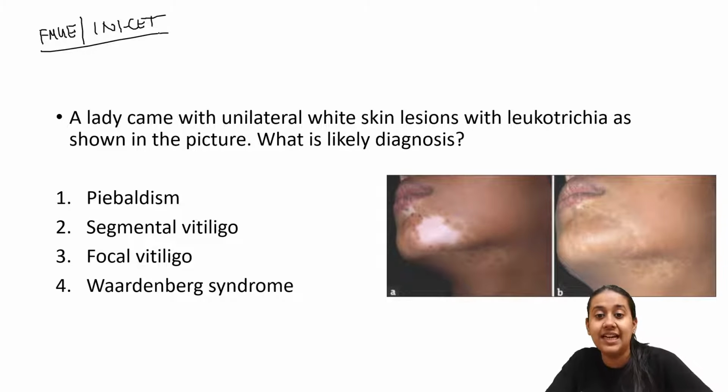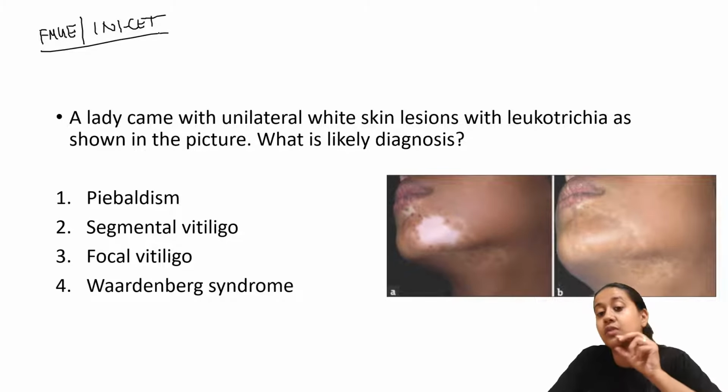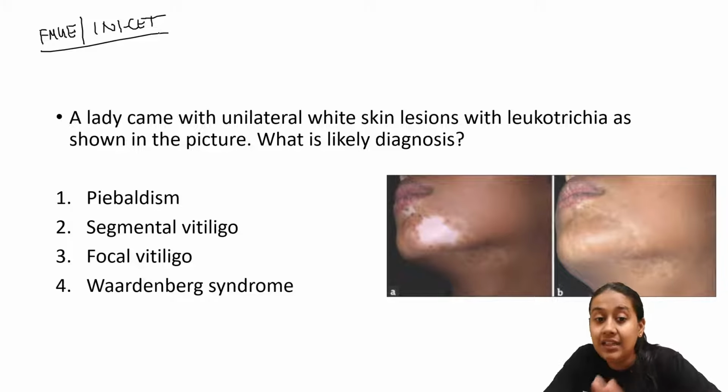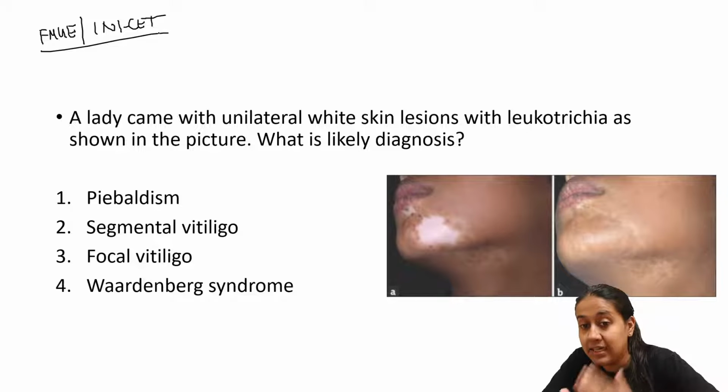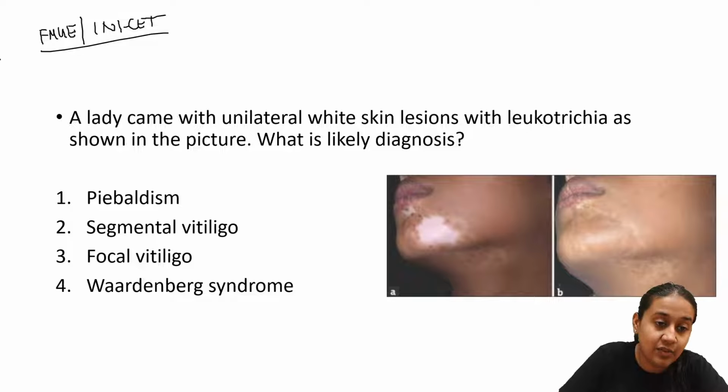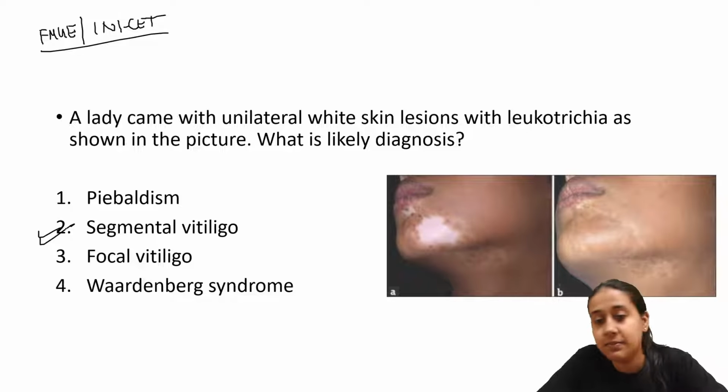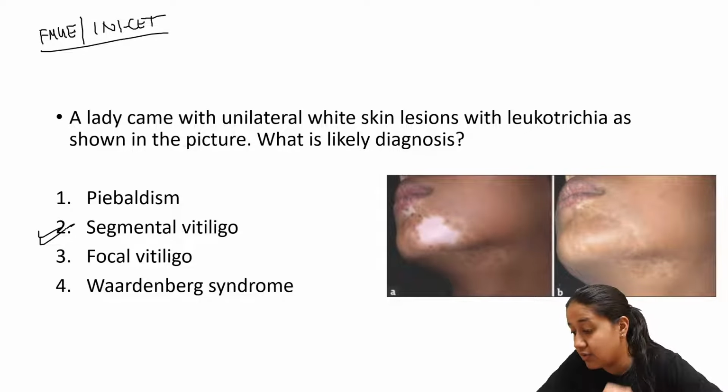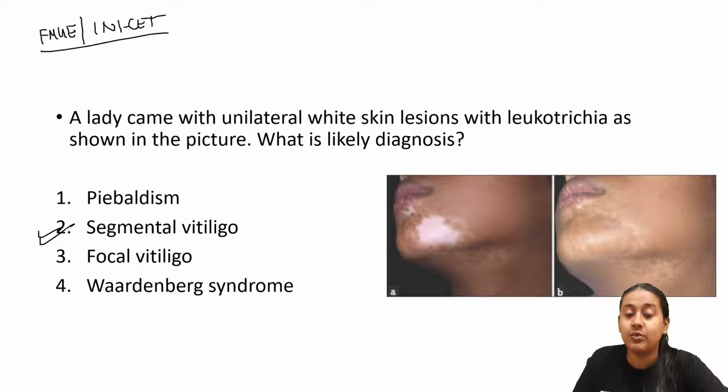So here you can see that you have a depigmented patch on one side of the face in a linear pattern. This becomes a classical diagnosis of segmental vitiligo. Very nice, Sparrow, Patel and Paras, and this was a repeat question which you can get in your exams.